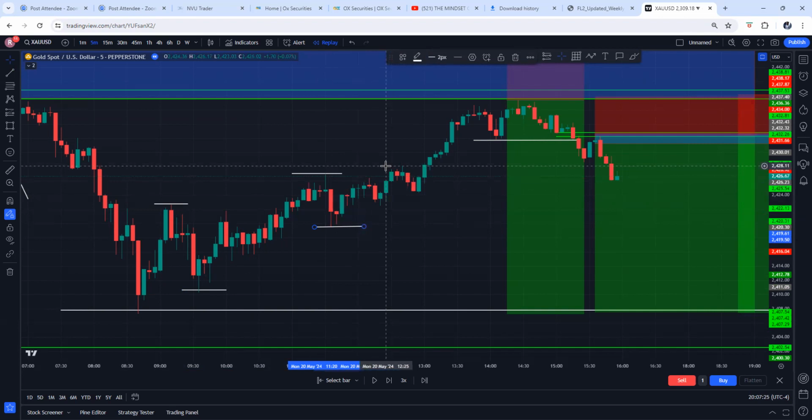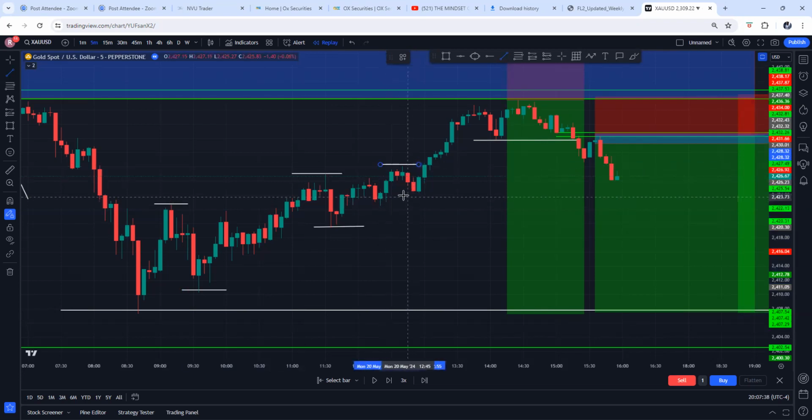When price breaks, boom, we took the high, phenomenal. So now we've got a strong low, so we know that price isn't going back down yet. Then we've got a weak high, strong low. Price broke the low, broke the high, and we came up here now, right here.